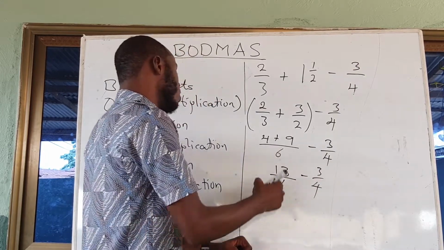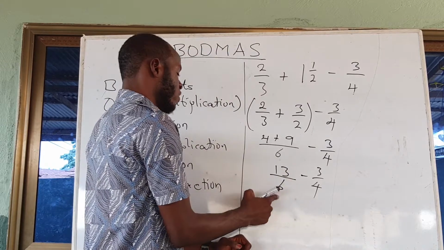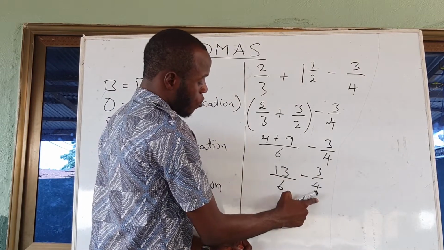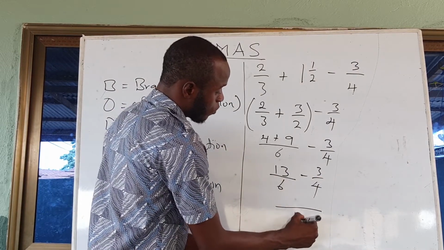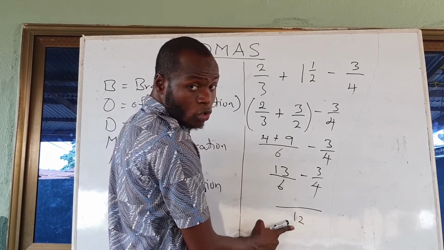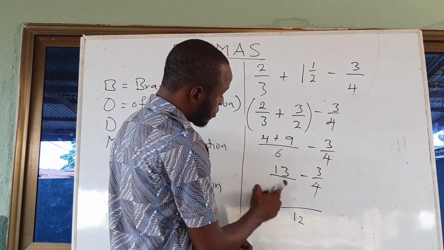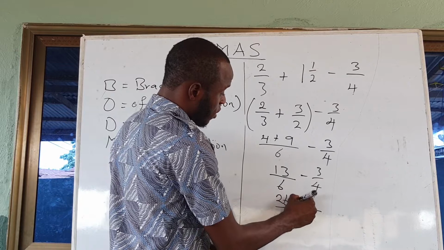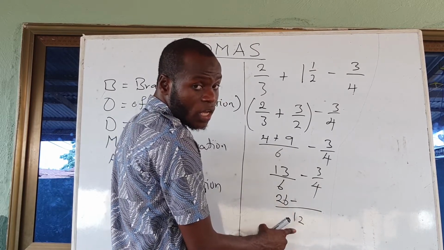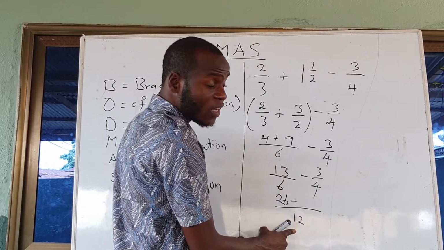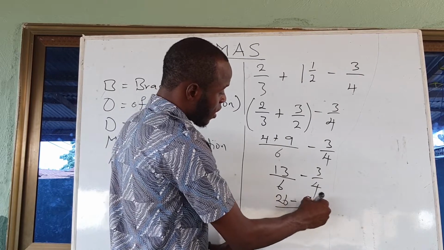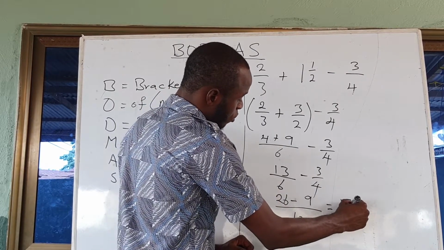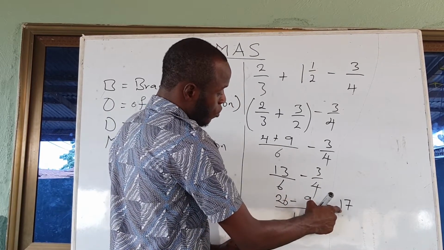Okay, so now with these two, we have 13 over 6 minus 3 over 4. Okay, so their LCM will be 12. All right, 6 will go into 12 2 times. 2 times 13, we have 26, minus 4 will go into 12 3 times. 3 times 3, we have 9 here. So this will be equal to what? 26 minus 9, we have what?